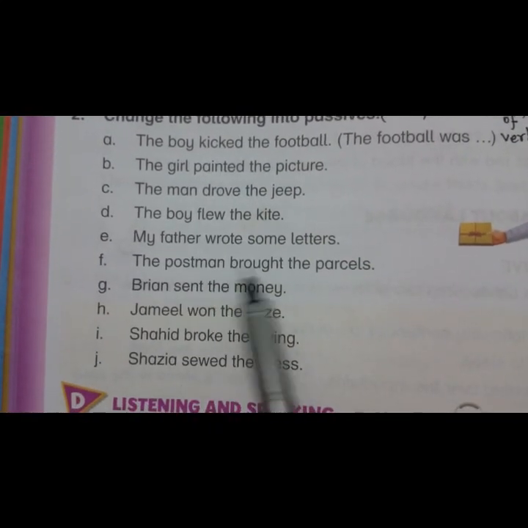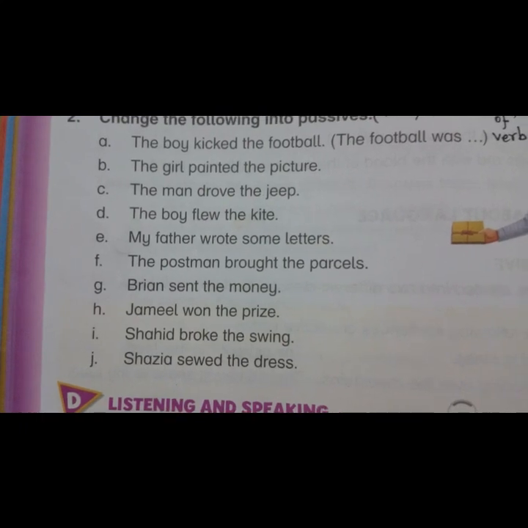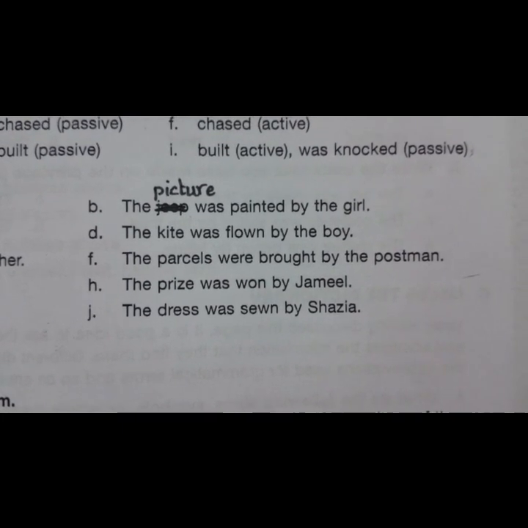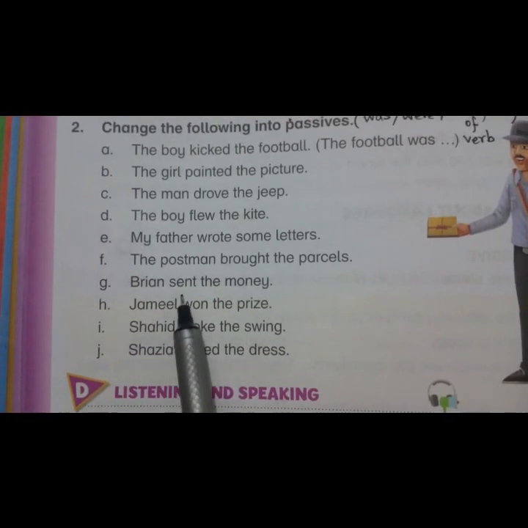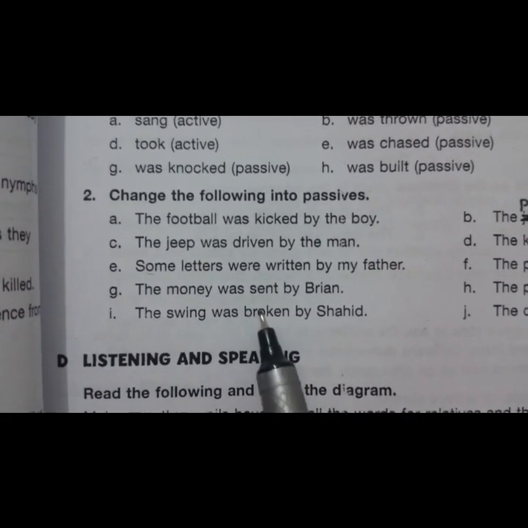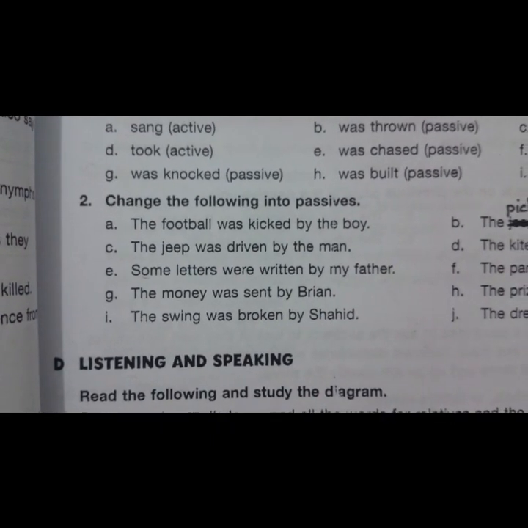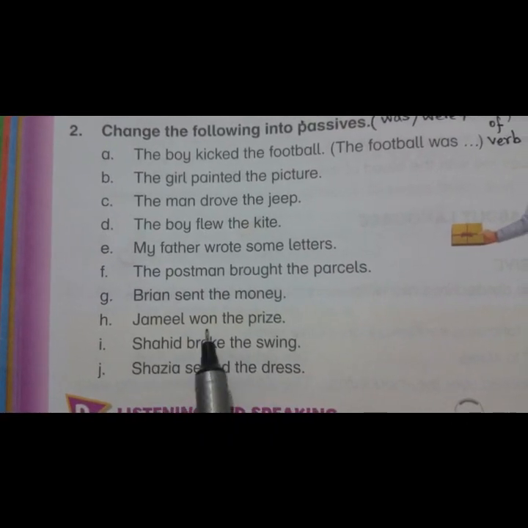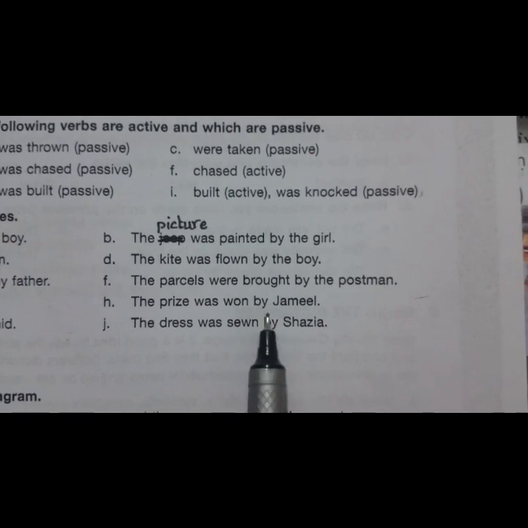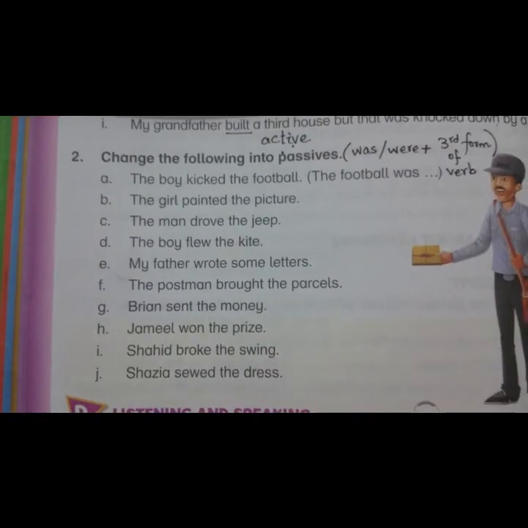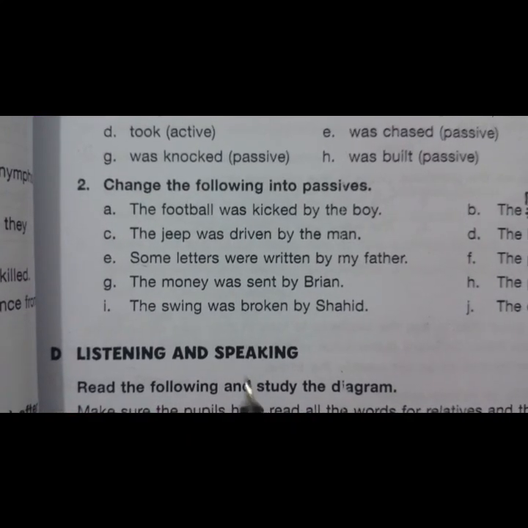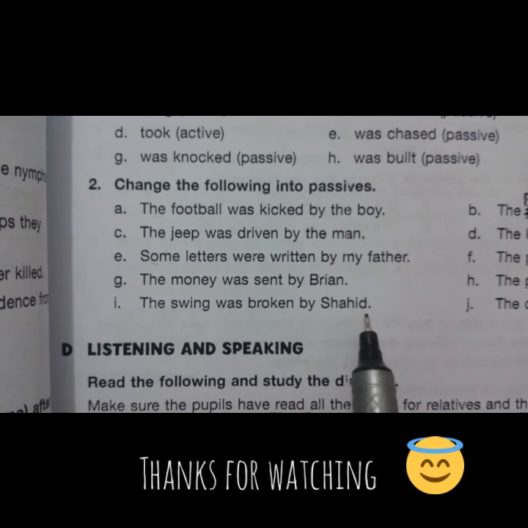Next one is: the postman brought the parcels. The parcels were brought by the postman. Brian sent the money. And the passive is: the money was sent by Brian. Jamil won the prize. The prize was won by Jamil. Shahid broke the swing. The swing was broken by Shahid.